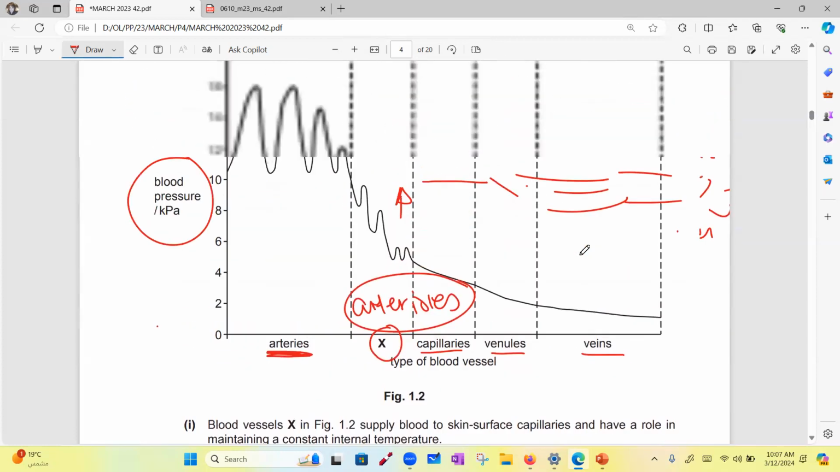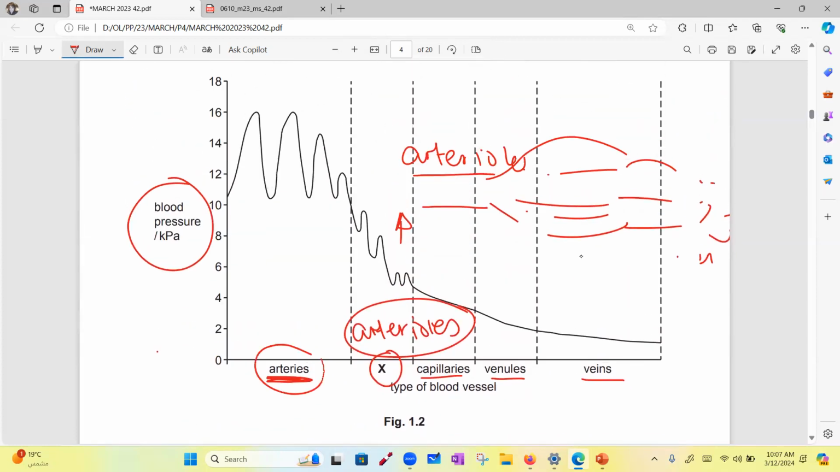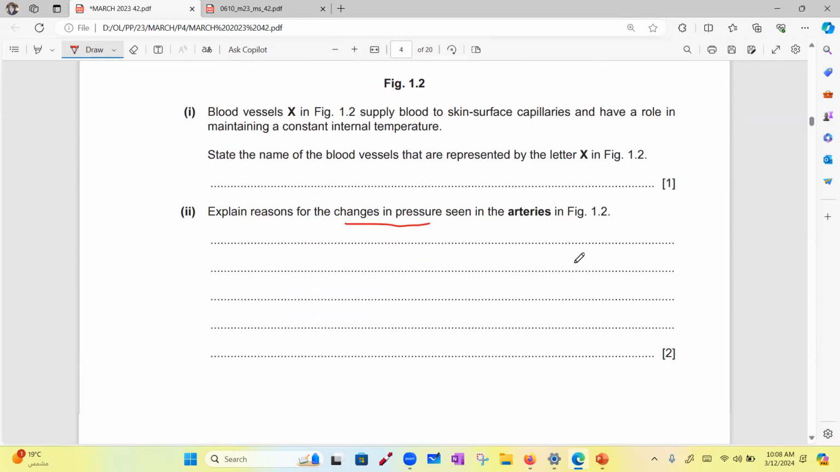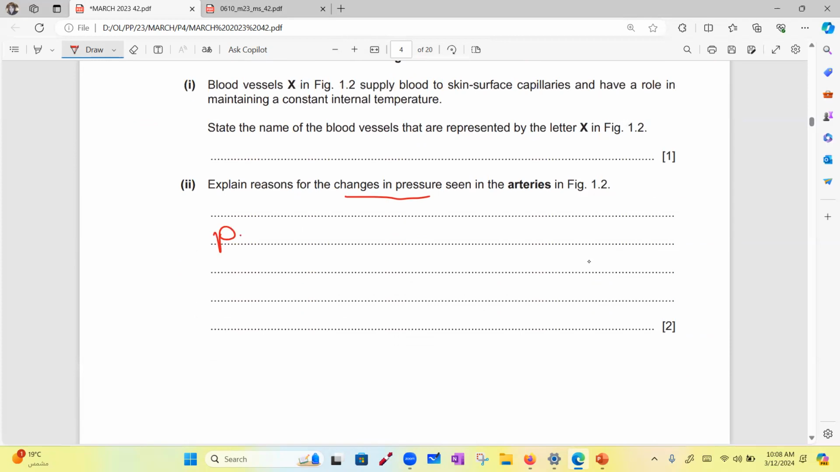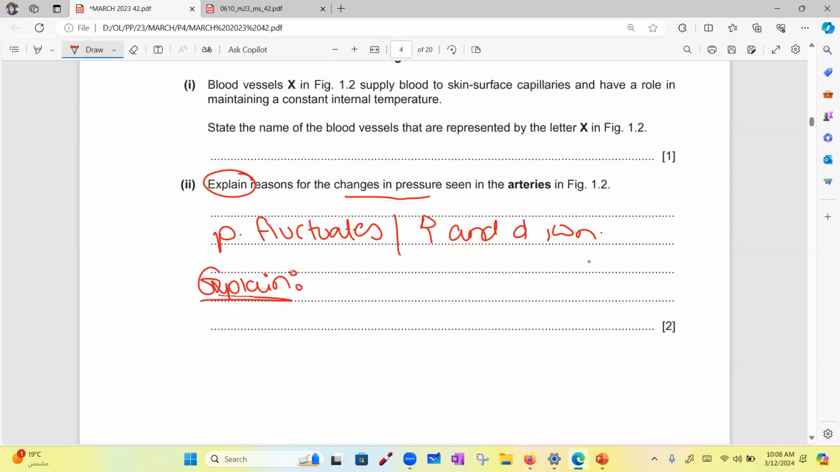Explain reasons for the changes in pressure seen in the arteries. Okay, I want you to go to the graph. Here are the arteries, and the pressure, as you can see, looks like this. We want to describe this, and we want to explain it. How will you describe the graph moving up and down, up and down? Very good, this is a very good word. You will say that the pressure fluctuates. Or you can simply say that the pressure goes up and down. Now, this is the describing. Now, explain. Why does the pressure here in the arteries go up and down?